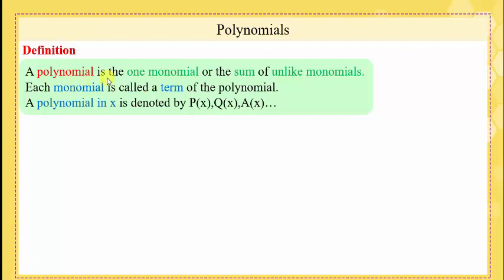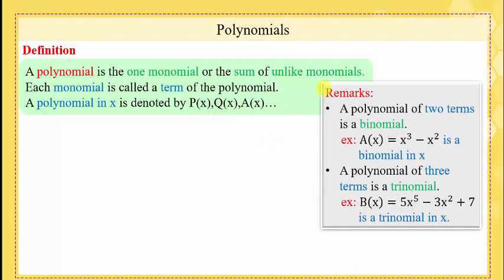Definition. A polynomial is one monomial or the sum of unlike monomials. Each monomial is called a term of the polynomial. A polynomial in x is denoted by P of x, Q of x, A of x, etc. Important remarks. A polynomial of two terms is a binomial. Example, A of x equals x cubed minus x squared is a binomial in x since it has two terms, x cubed and x squared.